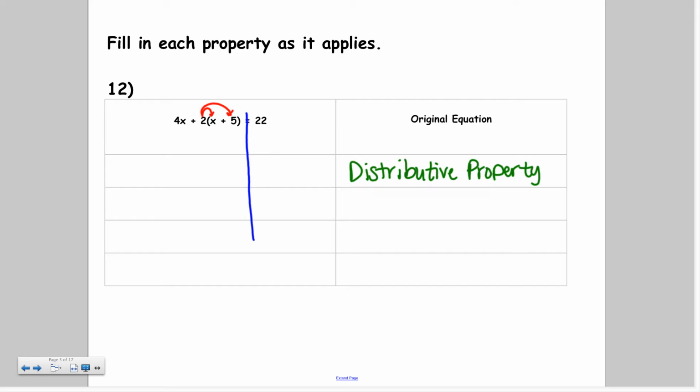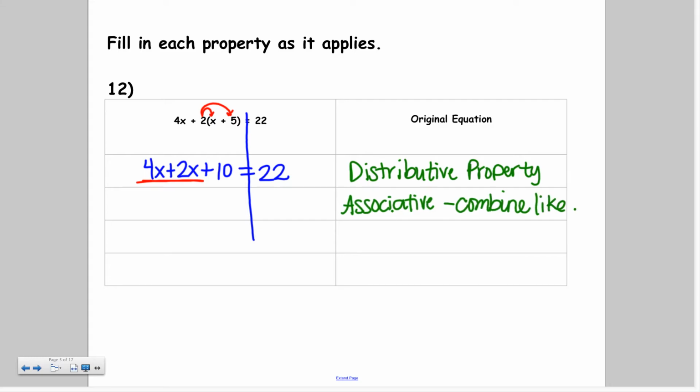All right, when we use the distributive property, we're going to get 4x plus 2x plus 10, and that's equal to 22. Next, we need to combine like terms. So we have this right here going on. So since we're combining like terms, we're going to use the associative property. So combine like terms. All right, so when we do that, 4x plus 2x is 6x, plus 10 is equal to 22.